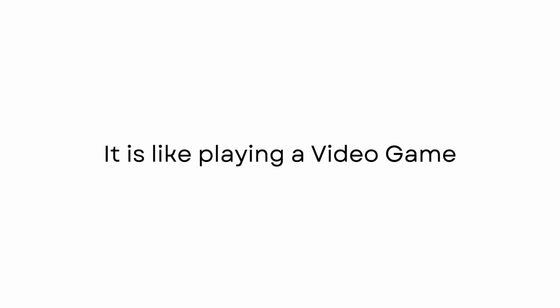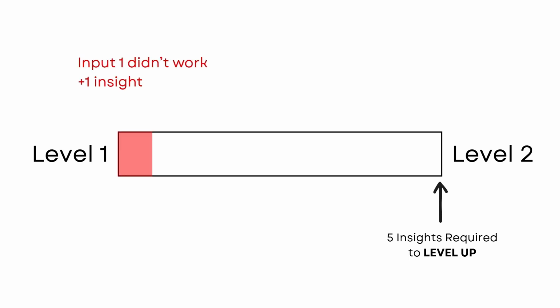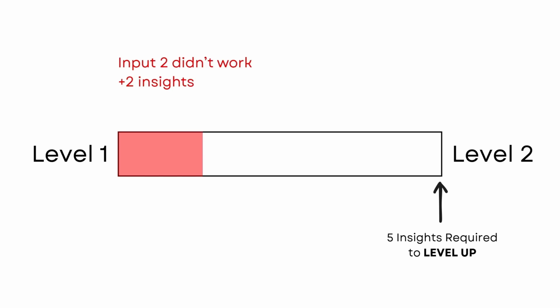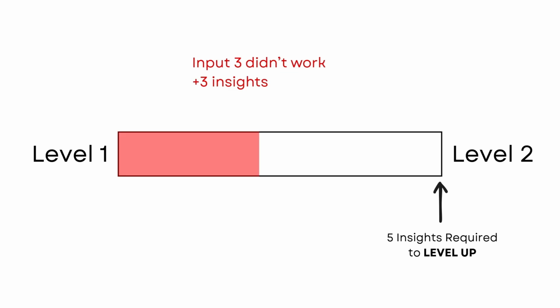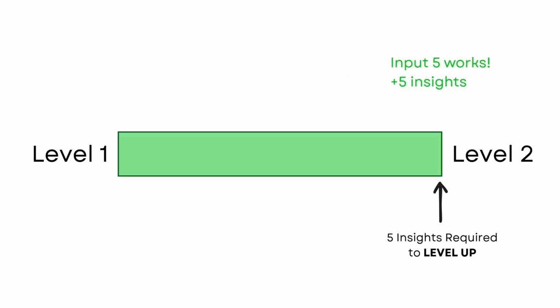And it's like playing a video game. After you collect enough insights, you level up and your output improves. So we've got level 1 and then level 2, and I'm going to define level 2 as when your output finally improves. So there are 5 insights required to level up. You try the first input, it doesn't work, but you get an insight. That insight leads to trying something else, and that also doesn't work. So you try another thing, and it doesn't work, and that leads to another idea. I wonder if I should try this other thing. Maybe that other thing will work. Nope, it didn't work. So you're at 4 insights now. And then finally, when you try the 5th thing, it finally works, and you've leveled up.